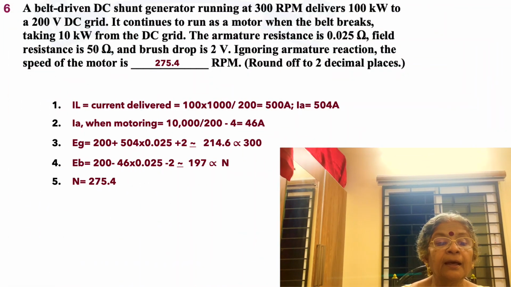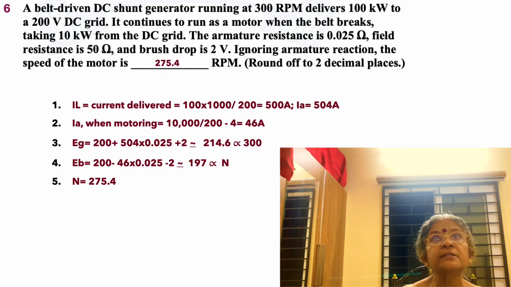Moving on to the next problem, the sixth one. A belt driven DC shunt generator. Of course the belt is required because the generator has to be coupled to a motor so that it can give the motive power to the generator. It is running at 300 rpm, so the prime mover is running it at 300 rpm, and it delivers 100 kilowatt to a 200 volt grid. It delivers a current of 100 into 1000, to make it watts, divided by 200 amps.